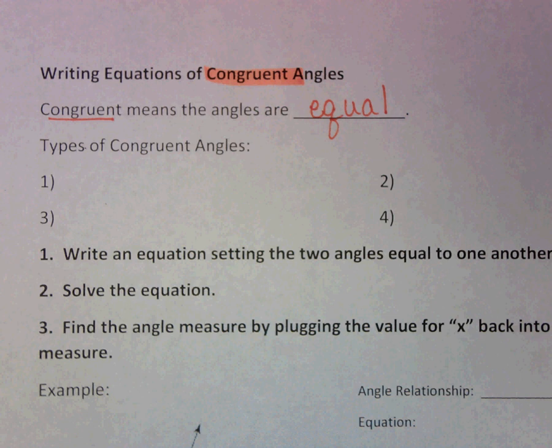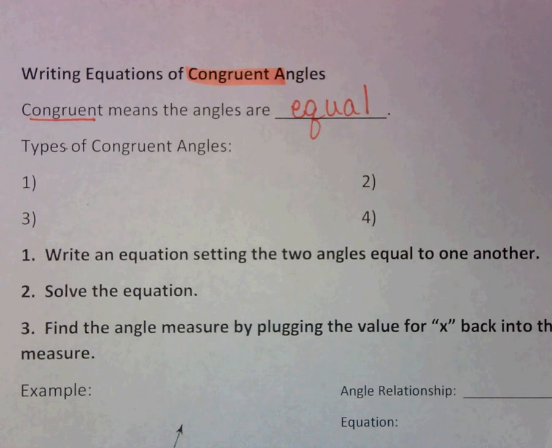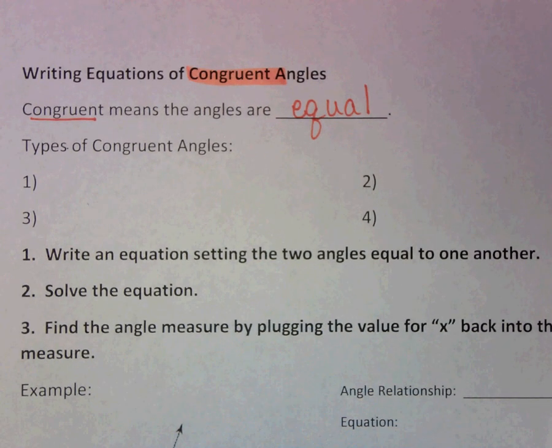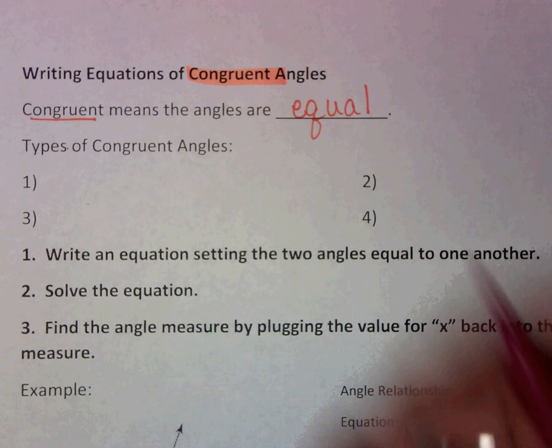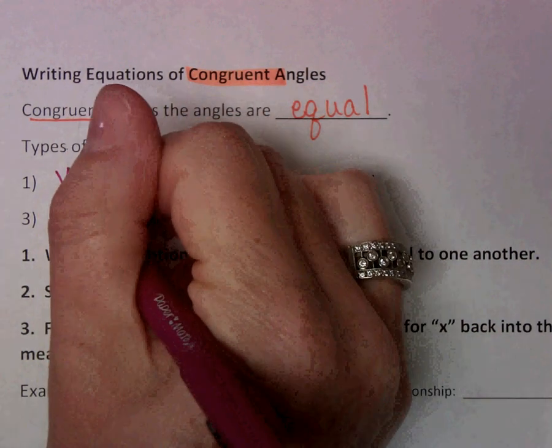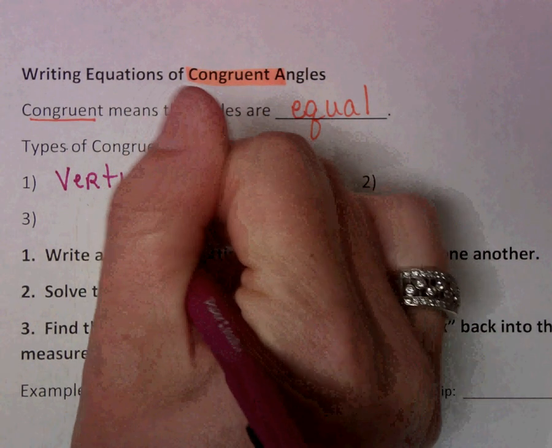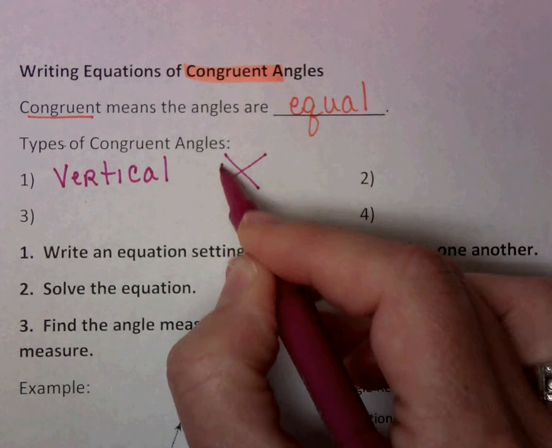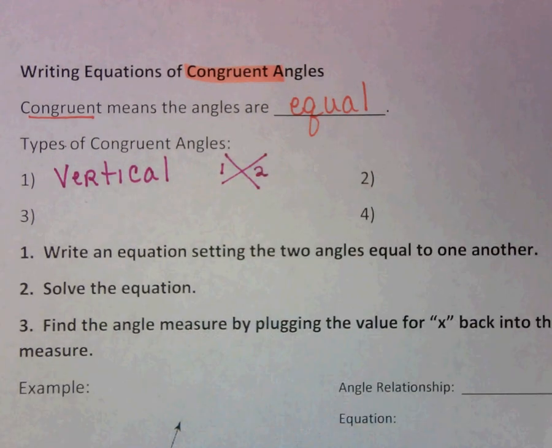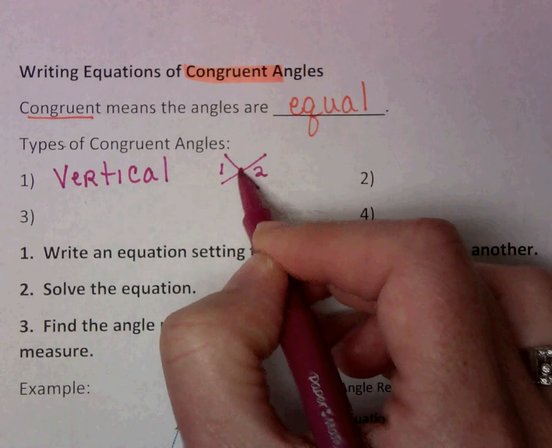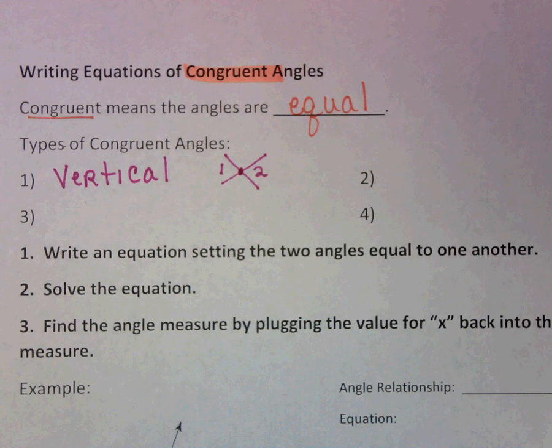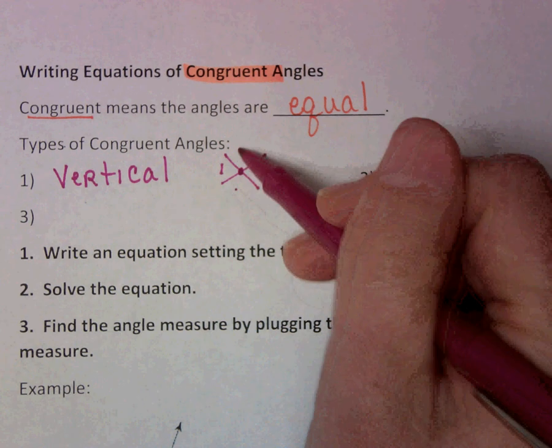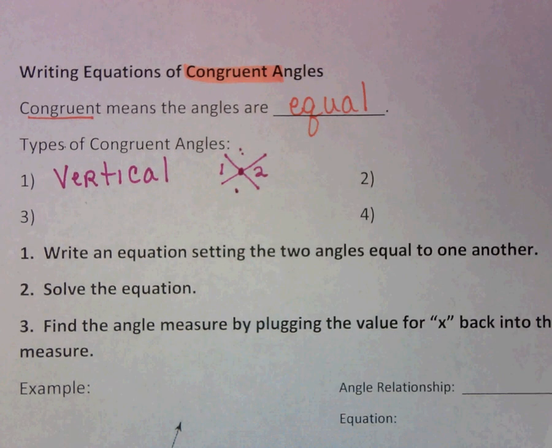Okay? And if you look in your notes at all your examples of angles, there are about 4 types of congruent angles. Number 1, we have vertical angles that are congruent. Remember, vertical angles, angle 1 and angle 2 would be an example of vertical angles because they're opposite the vertex from one another. These 2 angles would also be vertical angles.